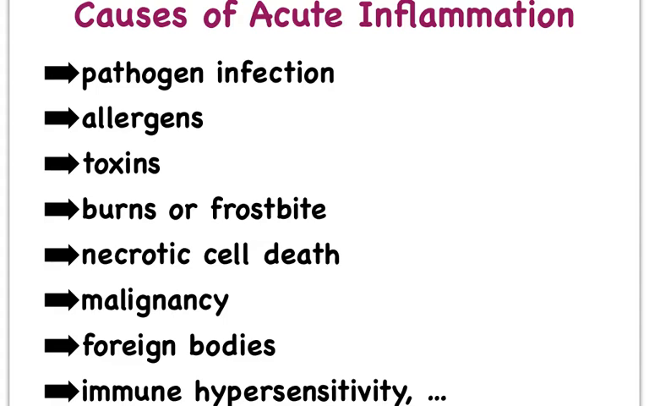So here you see a list of pretty easy to remember examples of things that can cause acute inflammation. Notice that even allergens are listed here. And obviously this list is not complete.